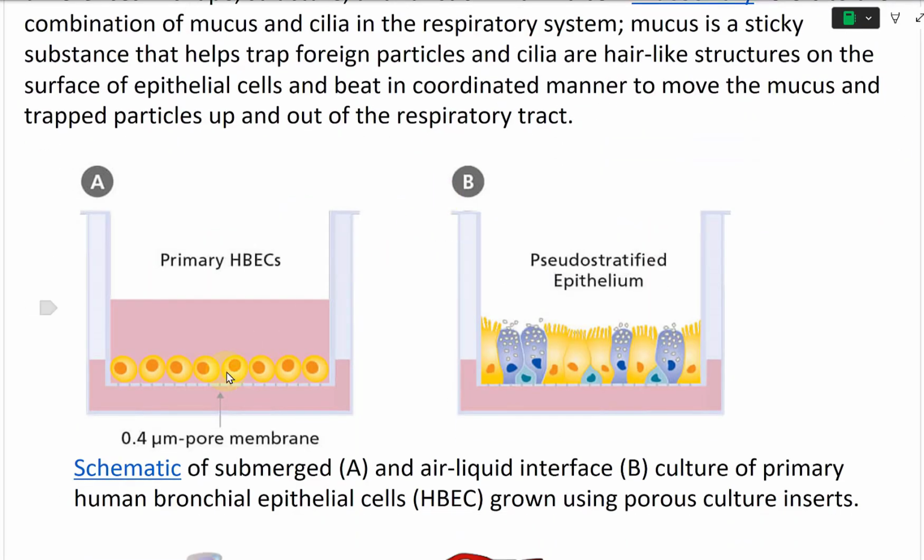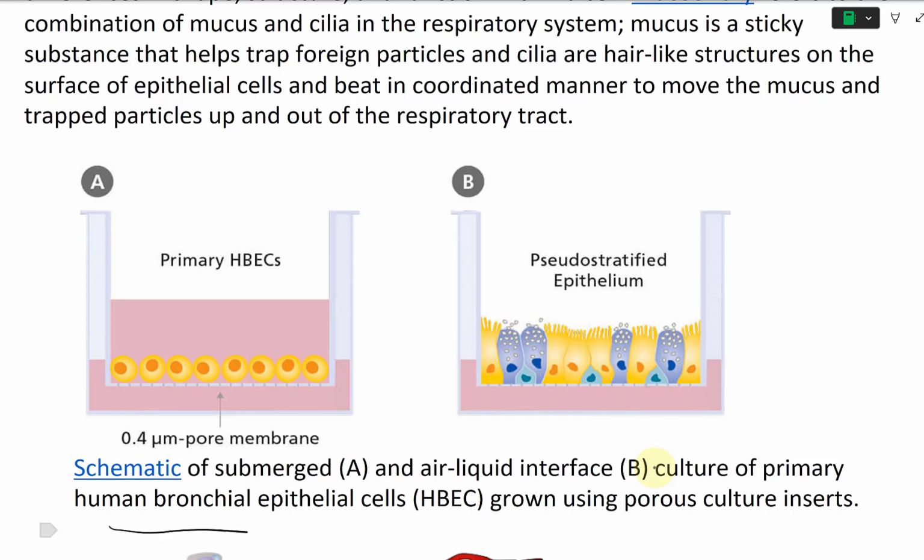All right, continuing further. Now here's a schematic of submerged, which is completely all liquid, and air-liquid interface. This is B. Culture of primary human bronchial epithelial cells, HBEC, grown using porous culture inserts. So you have those inserts, as I showed earlier. So here is primary HBECs.